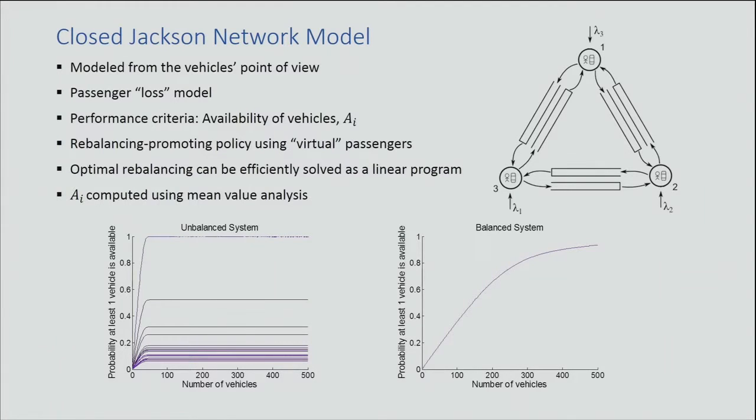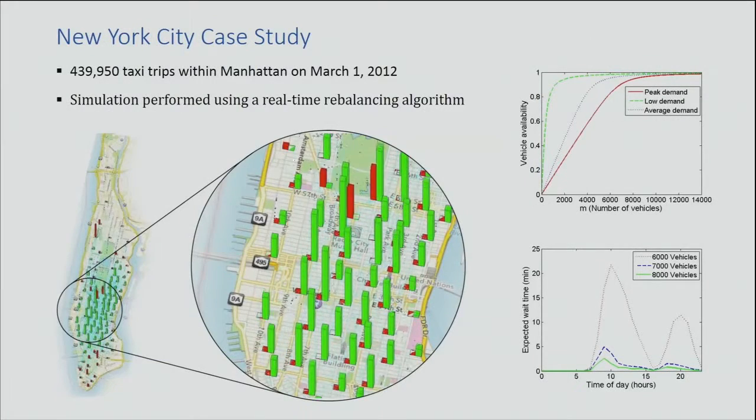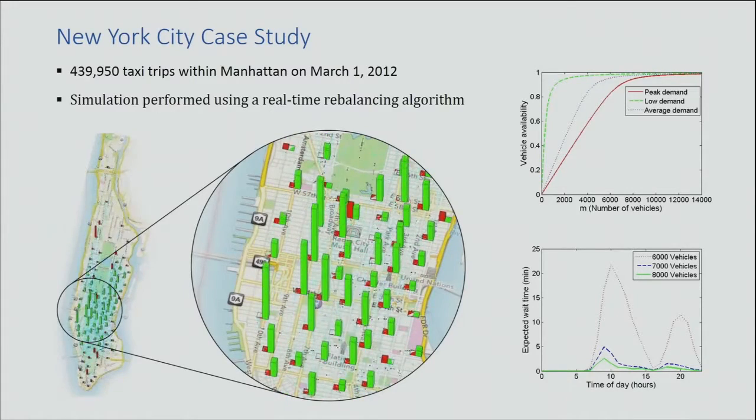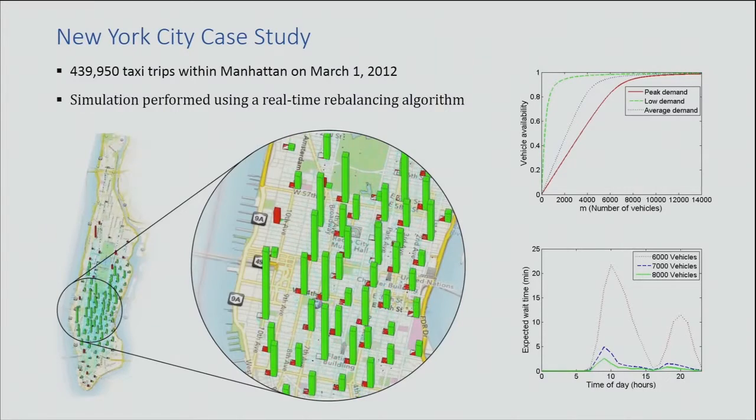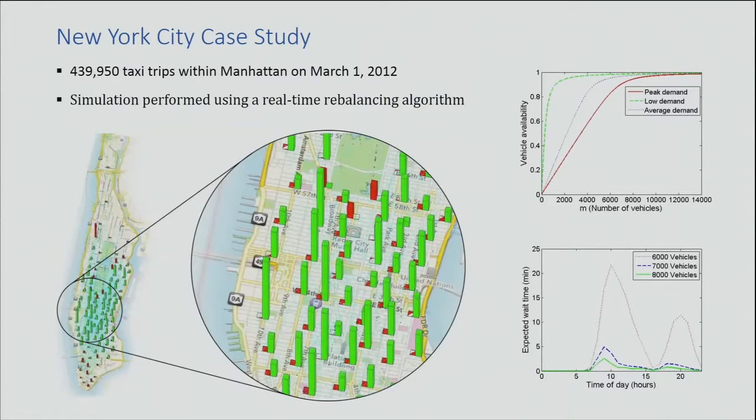We showed that optimal rebalancing rates can be solved as a linear program, which allows us to handle very large systems of hundreds of stations and thousands of cars. We applied our approach to a case study of Manhattan using real taxi data to generate passenger demands in a hypothetical autonomous MOD system. Taking inspiration from our queuing model, we developed a real-time rebalancing policy that works very well in simulation.